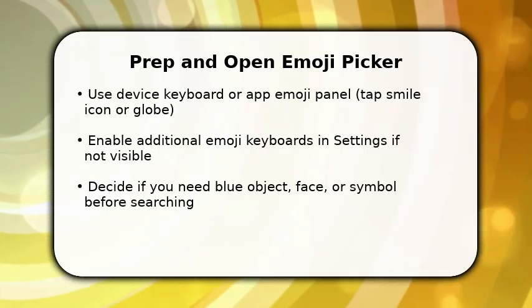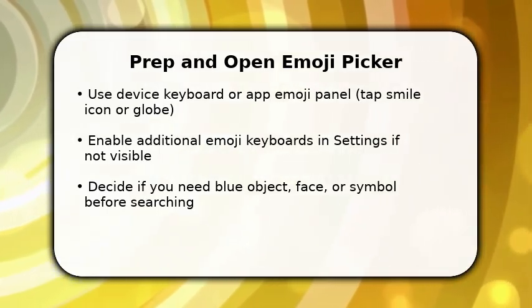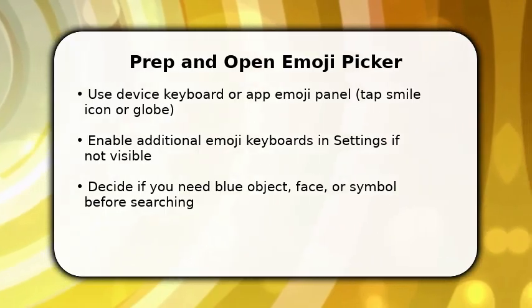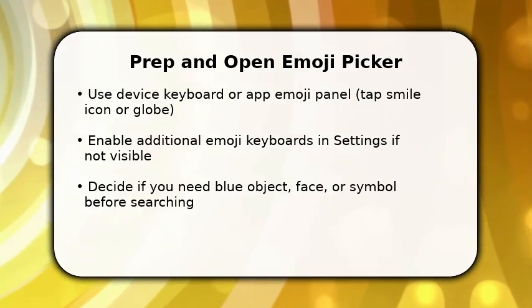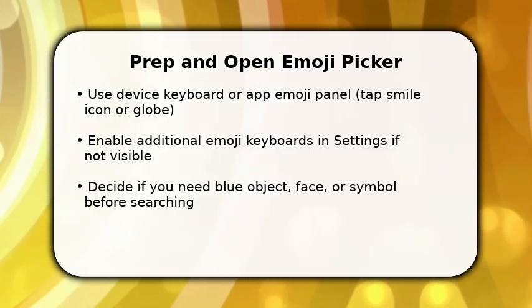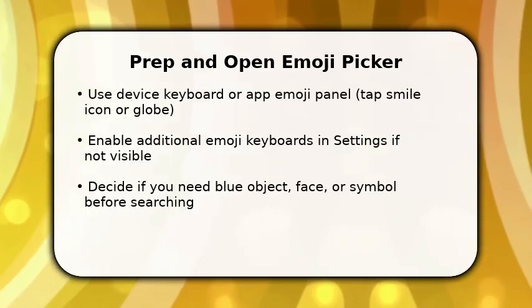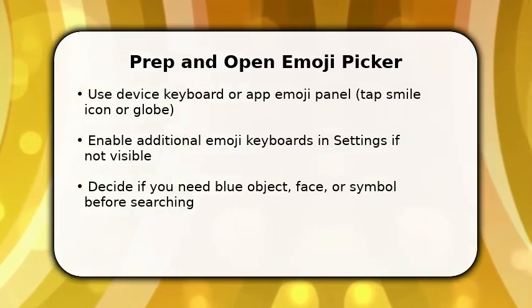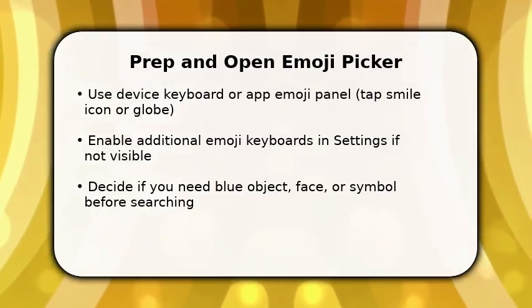You start by opening the exact emoji picker for the app you use. This matters because different apps show different variants. Tap the emoji or globe icon now. If you do not see many options, go to Settings and enable extra emoji keyboards. This increases available glyphs. Once done, think which category likely contains blue: objects, faces, nature, or symbols. Doing that narrows your search and speeds up finding the right blue emoji quickly.